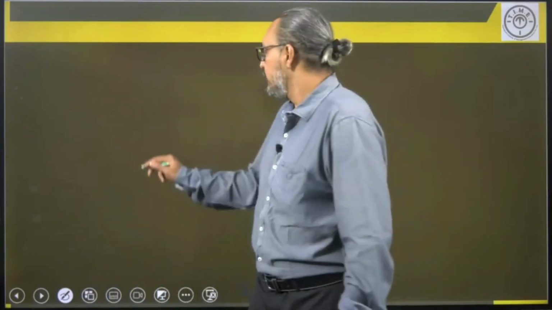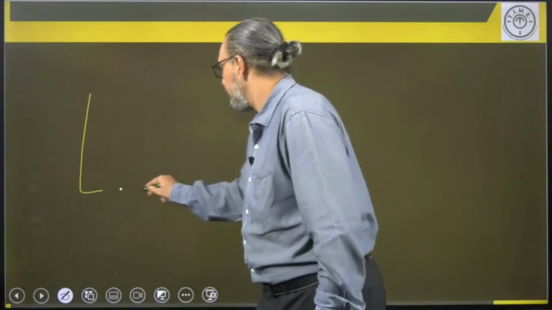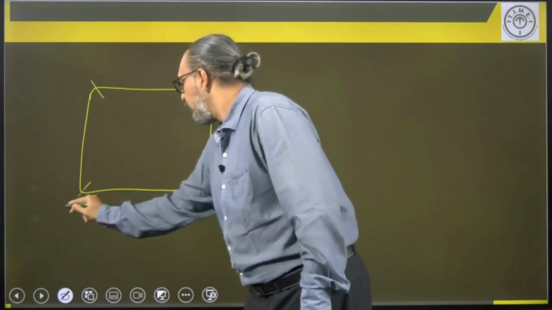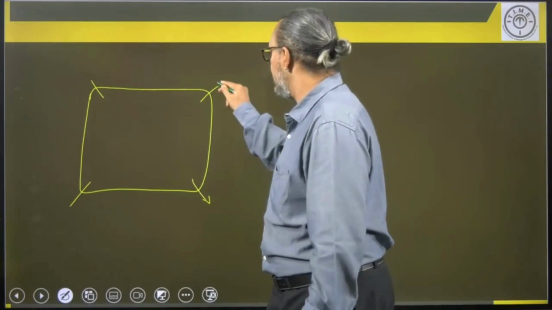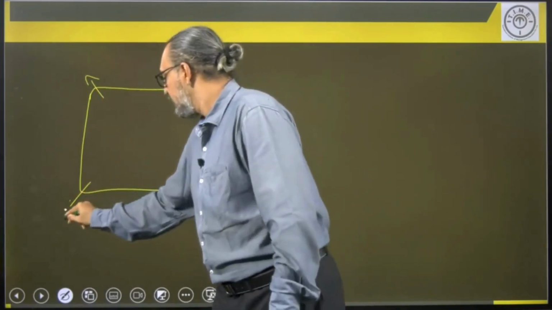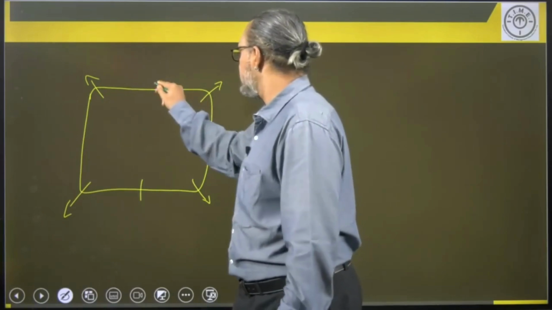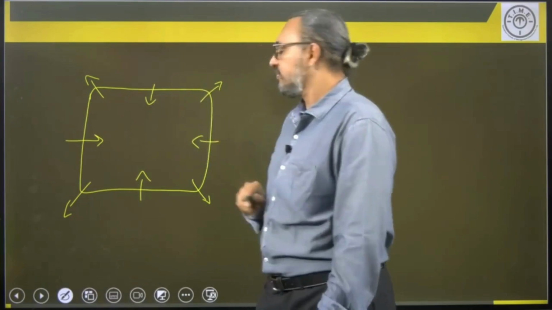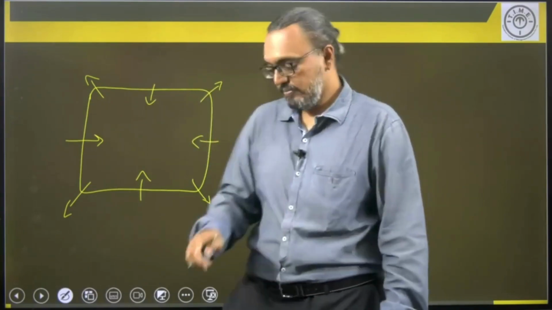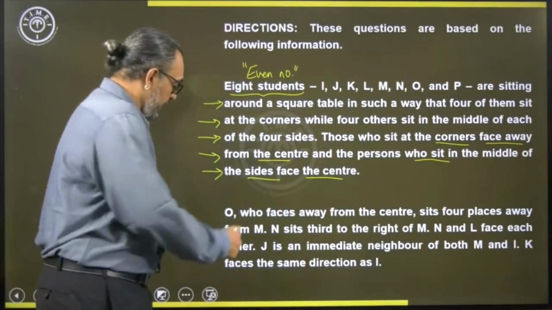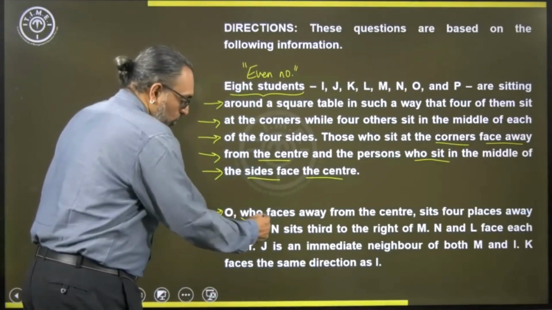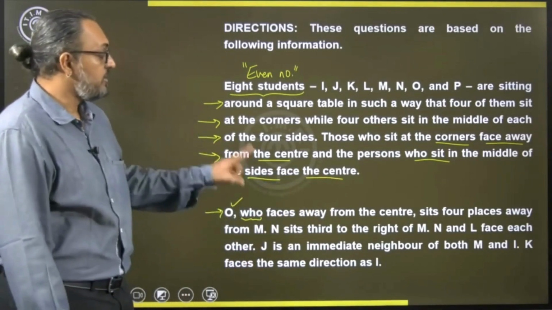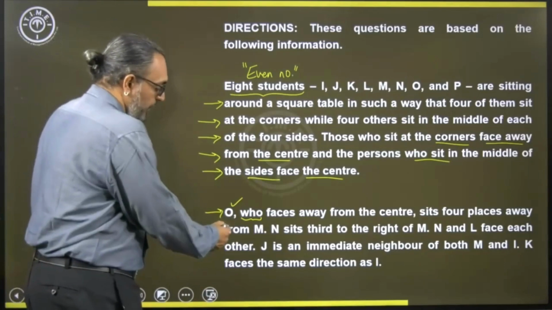Okay. So here let us take a square. So we have 4 persons sitting at the corners facing away and 4 persons sitting in the middle of the sides facing the center. Okay, right. So now let's see. Now it says O, who faces away from the center, sits 4 places away from M.